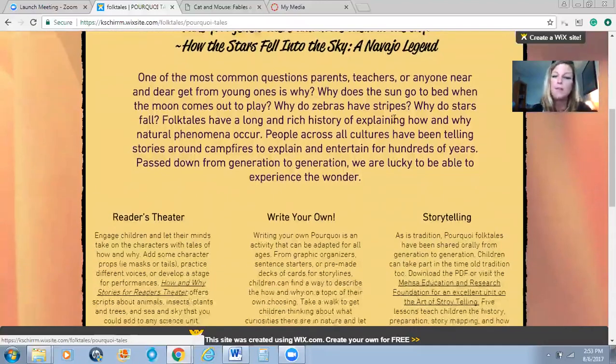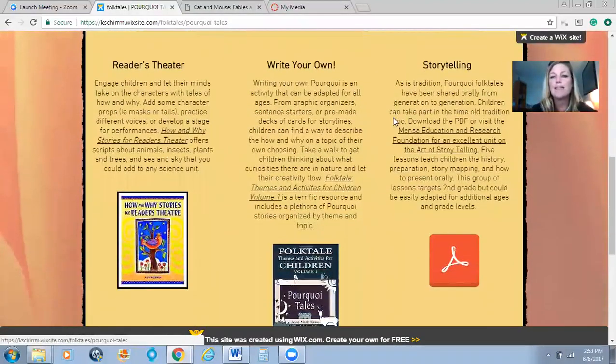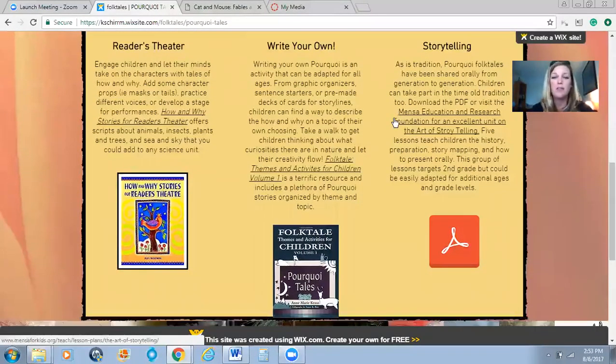Why do leopards have spots? Why are there stars in the sky? Why does the sun come out and the moon go away? That sort of thing. The resources I've included here, there's a reader's theater for how and why stories, a terrific collection of scripts, and I think this would really adapt well onto any science unit.